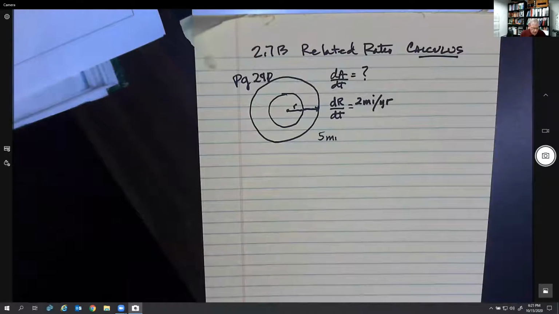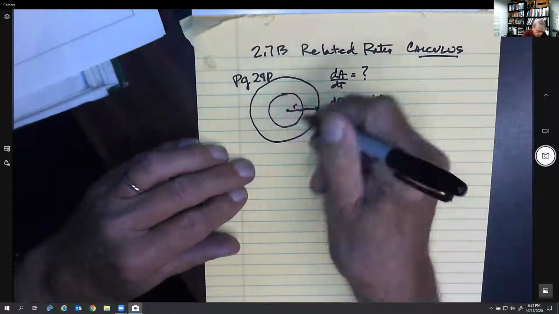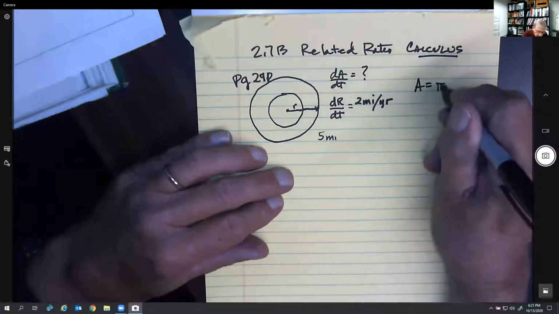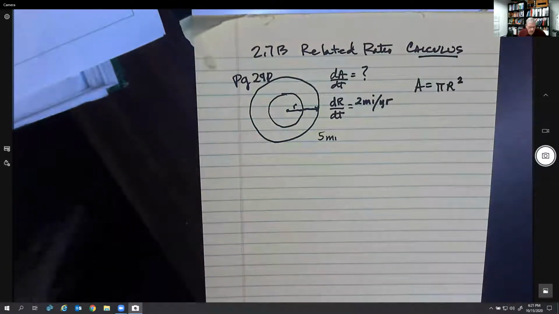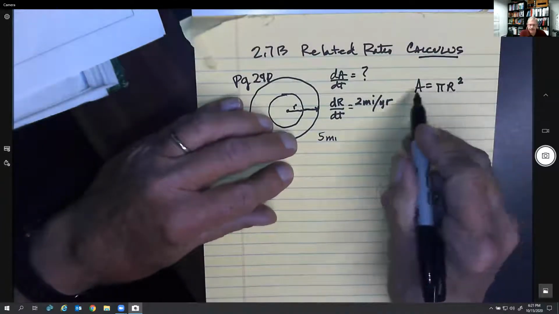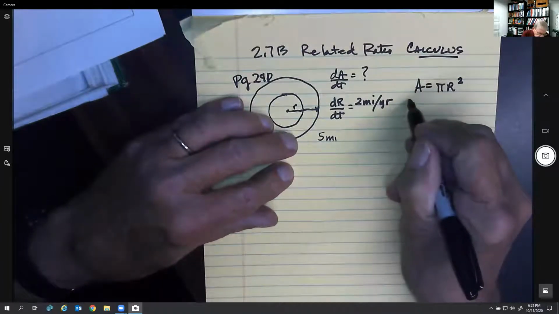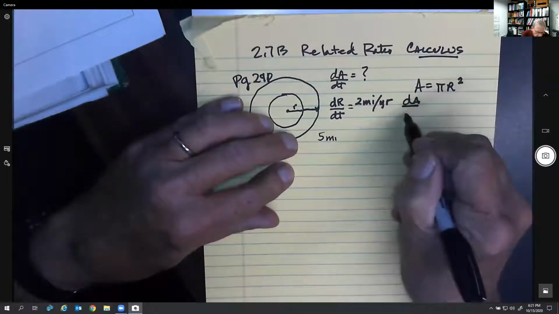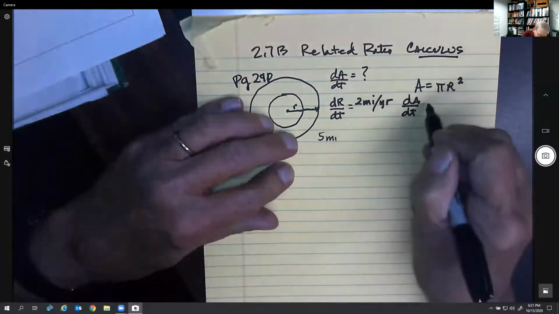Well, first we start out with the basic formula for the area of a circle, because we're concerned with the area. So area equals what? Pi r squared. Okay, so now we're going to take the derivative of this using implicit differentiation. So this would be dA, but we're not going to put it in terms of x, we're going to put it in terms of time. dA over dt equals what?